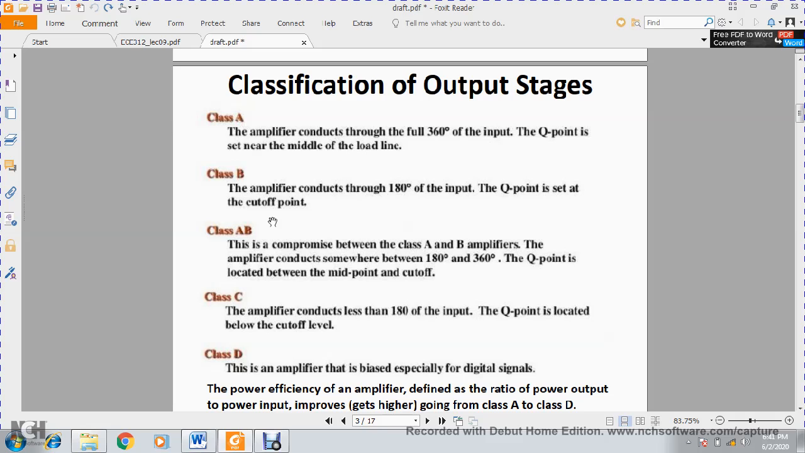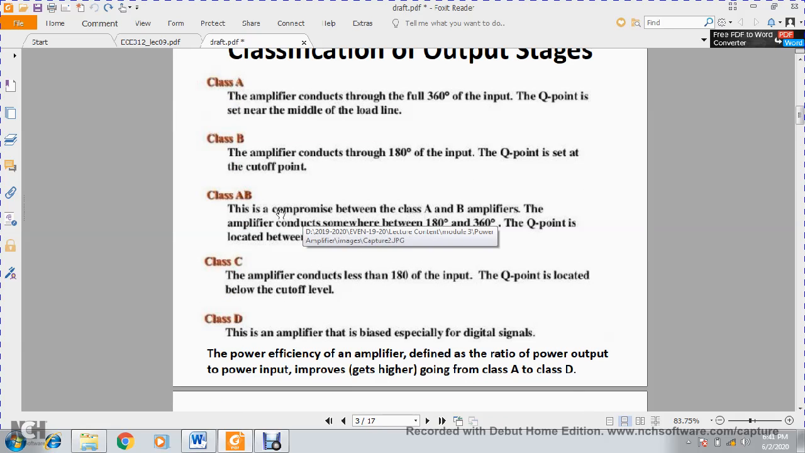In a class B power amplifier, the Q point is placed at the cutoff, that is, on the x-axis. For a given full 360 degree input signal, we get only 180 degree output because it is at the cutoff. In the negative cycle the transistor won't conduct, so you definitely get only half cycle of the output. So this is class B.